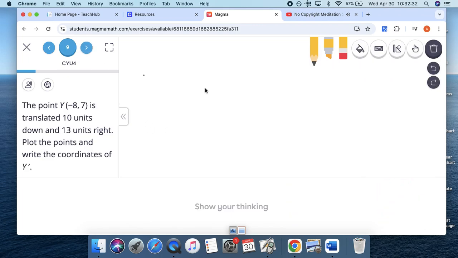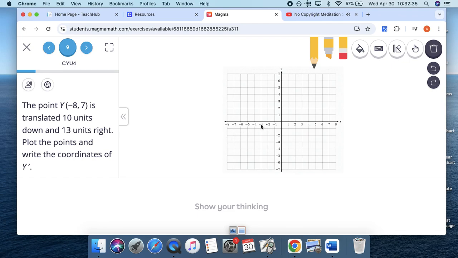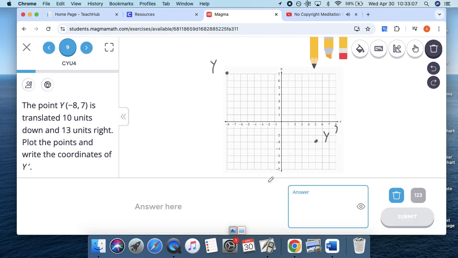Good. That's easy. Point -8, 7, which is right here, is translated 10 units down and then 13 right. So 10 units down, if you're at 7, you become a -3 right here. Can't really see. And then from here, I'm going to go 13 units right. So from here, I'm going to go all the way 13 from -8, which would give me +5. So it would be here. So this is point Y, and this is point Y prime. So the answer would be 5, -3.